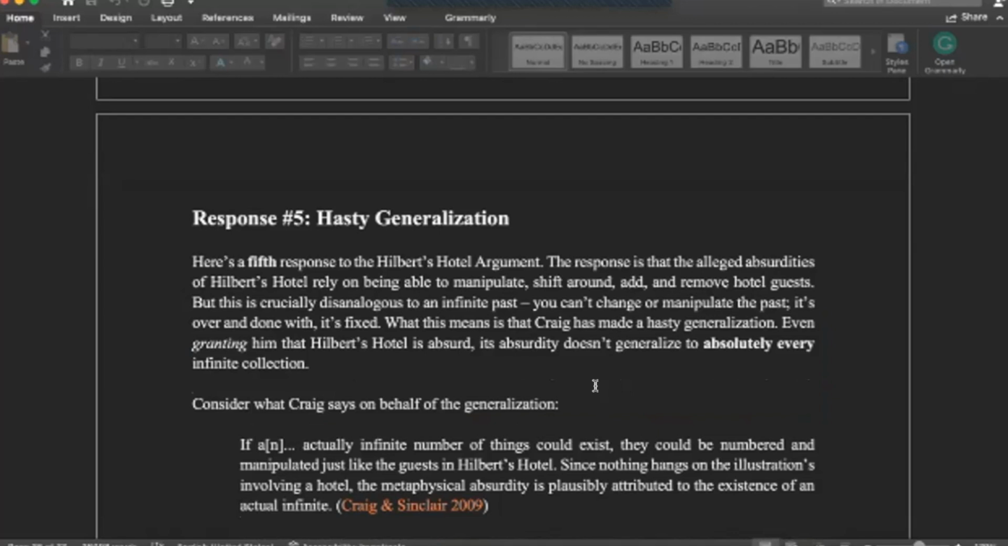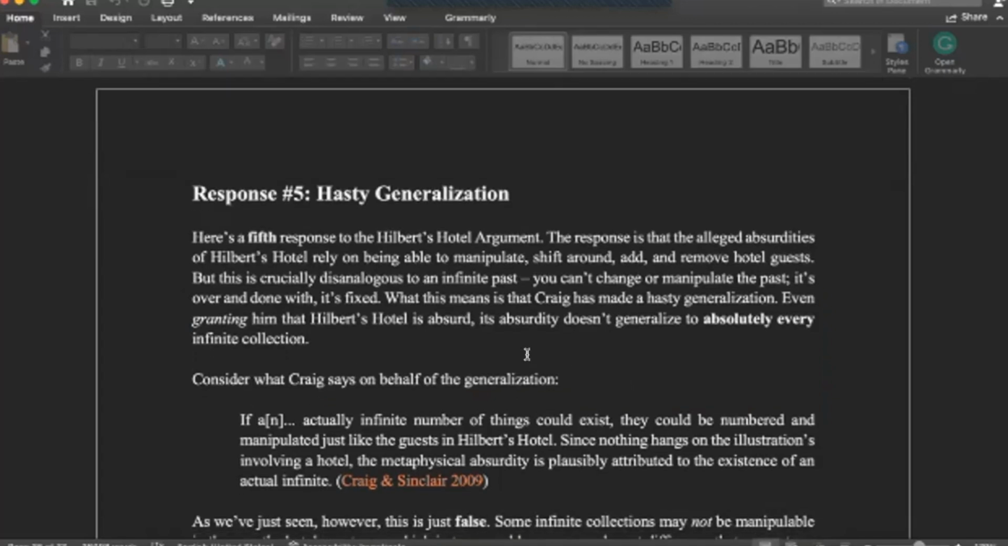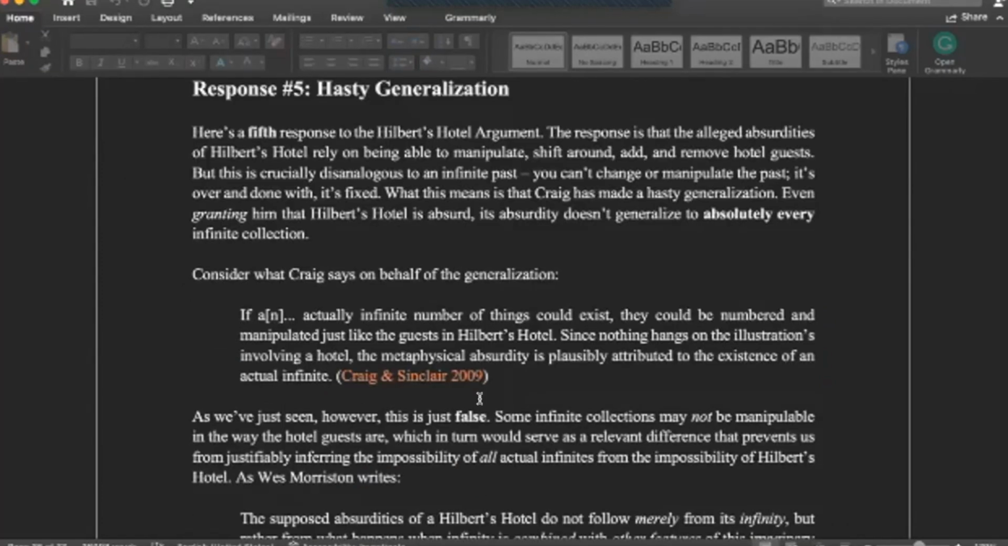Consider what Craig says on behalf of the generalization. If an actually infinite number of things could exist, they could be numbered and manipulated just like the guests in Hilbert's hotel. Since nothing hangs on the illustrations involving a hotel, the metaphysical absurdity is plausibly attributed to the existence of an actual infinite. As we've just seen, however, this is just flatly false. Some infinite collections may not be manipulable in the way the hotel guests are, which in turn would serve as a relevant difference that prevents us from justifiably inferring the impossibility of all actual infinites from the impossibility of Hilbert's hotel.